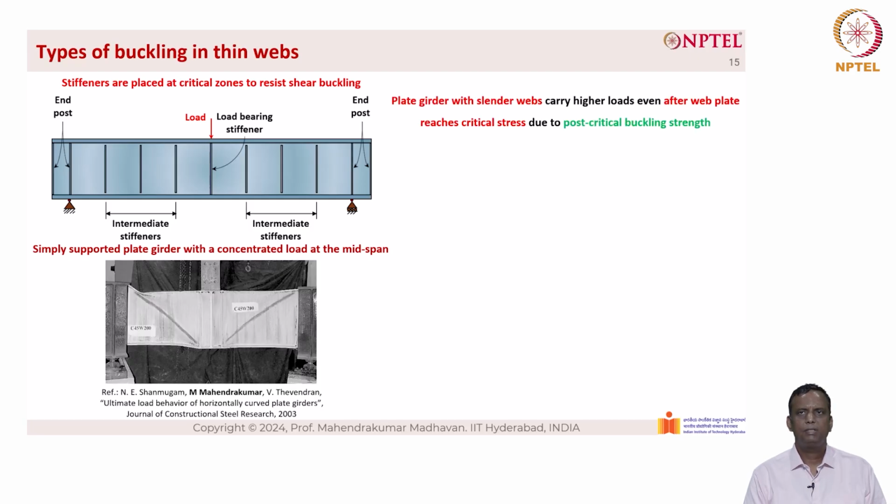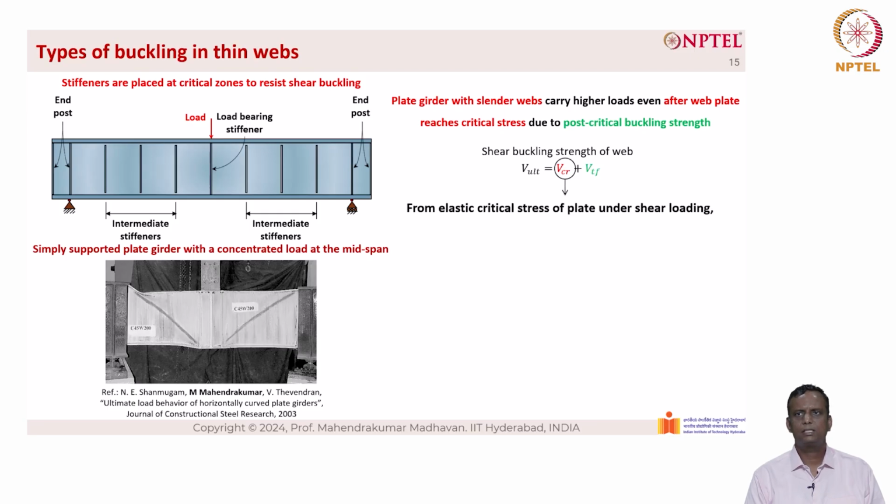Basically, plate girders with slender webs carry higher loads even after the web plate reaches the critical stress, due to what is known as post-critical buckling strength. We have described the post-critical buckling strength in adequate detail in the previous classes, but here we are taking an example of how that can be applied. So the shear buckling strength of the web is basically the addition of two factors: V critical plus VTF. So V ultimate is equal to V critical plus VTF.